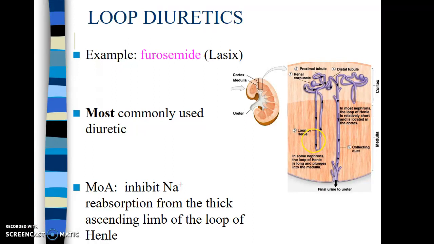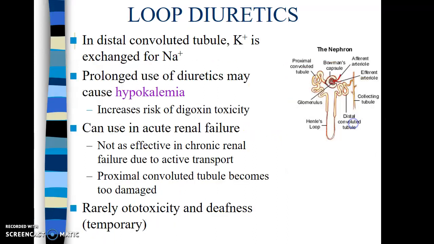Well, this drug inhibits that, so that the sodium stays in the loop of Henle and then attracts water to it, and that is going to be eliminated from the body. Now, the body likes to retain sodium. So in the distal convoluted tubule, so here's our loop of Henle.